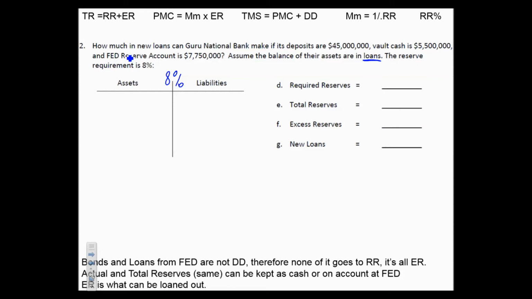All right, where do the deposits go? Liability. See, I told you this would become second nature. Cool. The vault cash of 5.5 million, where's that go? Assets. Okay. Gil, that does look like a 6, doesn't it? That's a 5. 5.5 million, okay? And then it's got, at the Fed, 7.75 million. Where's that go? Asset, okay? I'll keep that in the Fed.